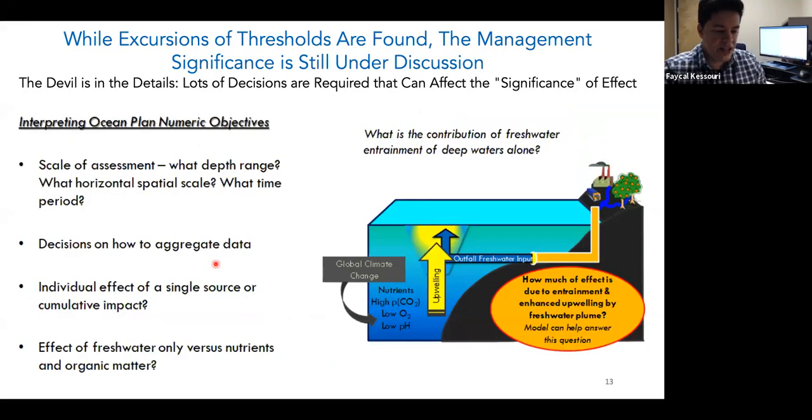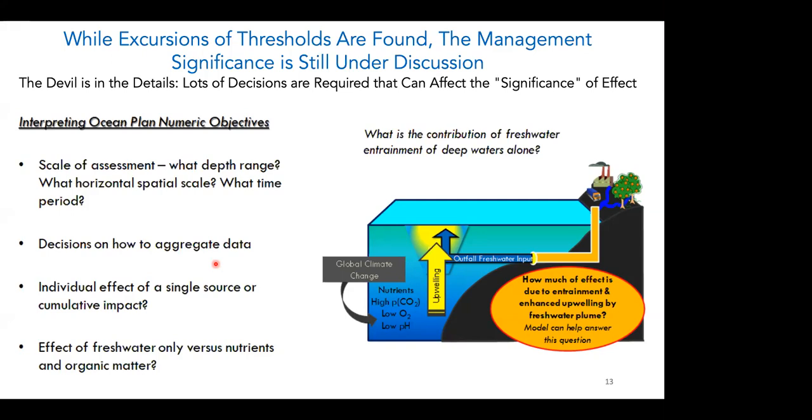The model is bringing us outputs and data streams of millions of cells for each time step. And because of all this variability, we clearly need to specify the scale of our assessment. We need to specify the regions, and specify which time step we need to apply our statistics to. So we also needed to aggregate data in time and in space.